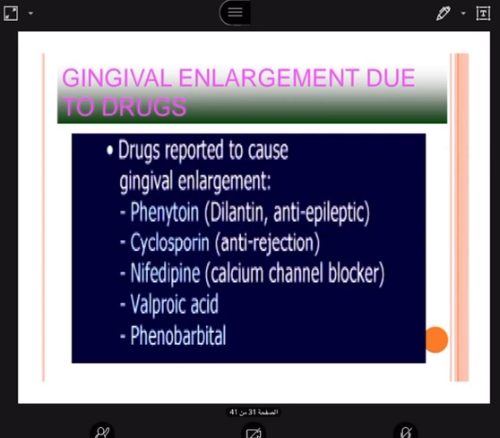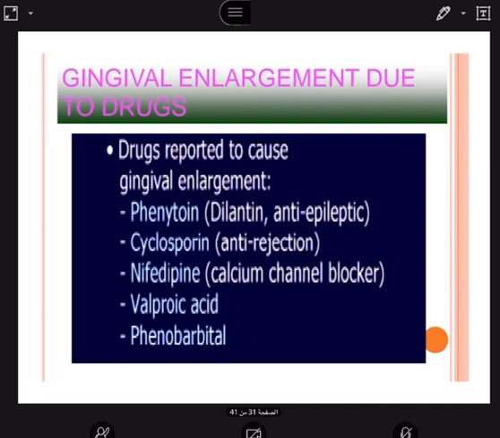Very important, no? For a renal transplant patient, the body should accept the transplanted kidney. If you don't give cyclosporin, it will be life threatening, so we have to give the drug. So the collateral damage is what? The gingival enlargement. Hope you guys are understanding. Again, cyclosporin is usually given in transplant patients. That is another drug which is causing gingival enlargement.